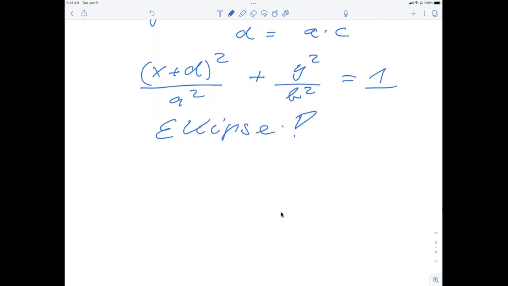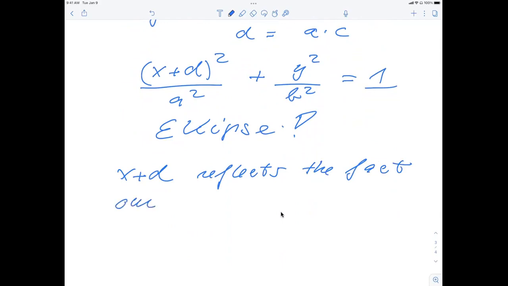If you look at this x plus d, this simply reflects the fact that, if we think of the sun as the origin, which in our case we keep at rest, it is not at the center of the ellipse.